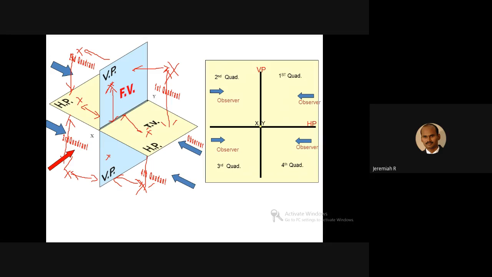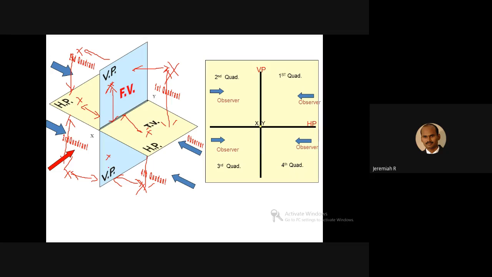Okay, I'll repeat one more time. This is most important, otherwise you cannot do anything. There is a point above HP but in front of VP. A point above HP but behind VP. A point below HP and behind VP. A point below HP but in front of VP. These are the first four cases.